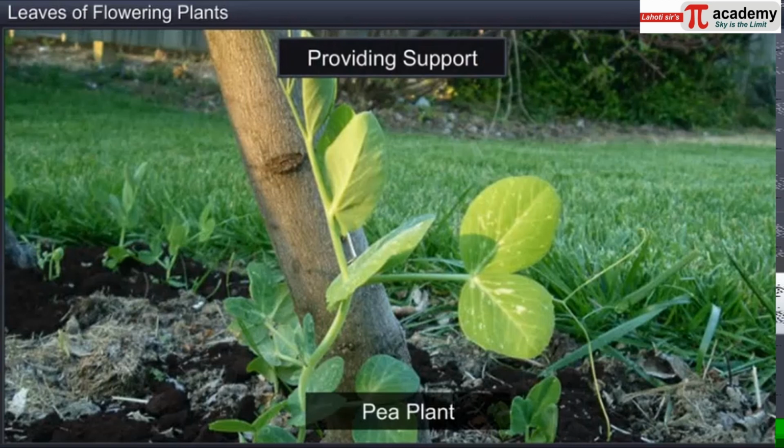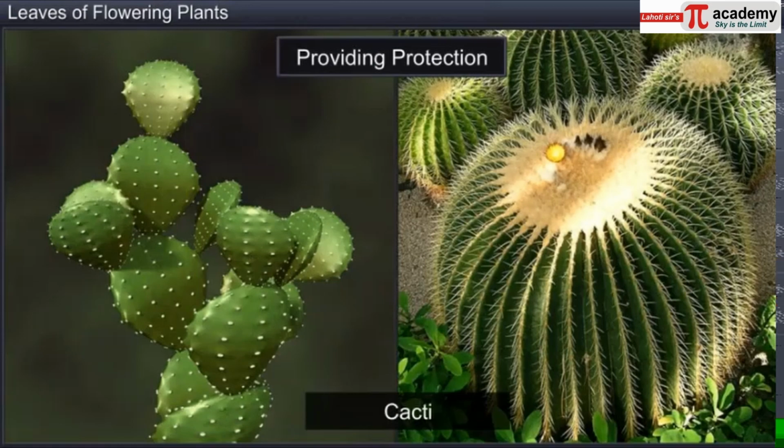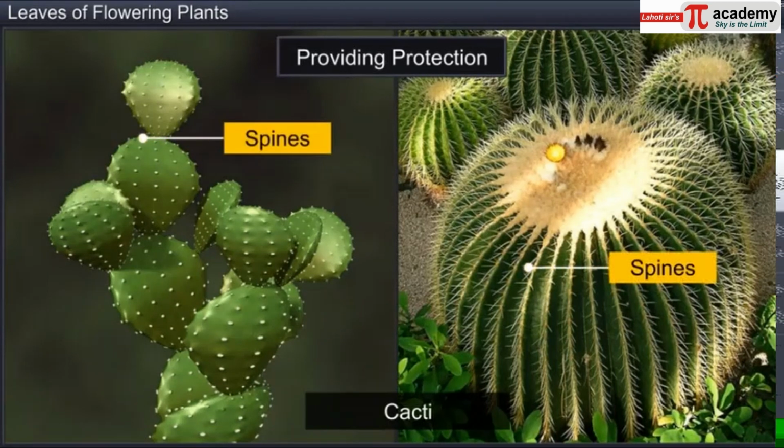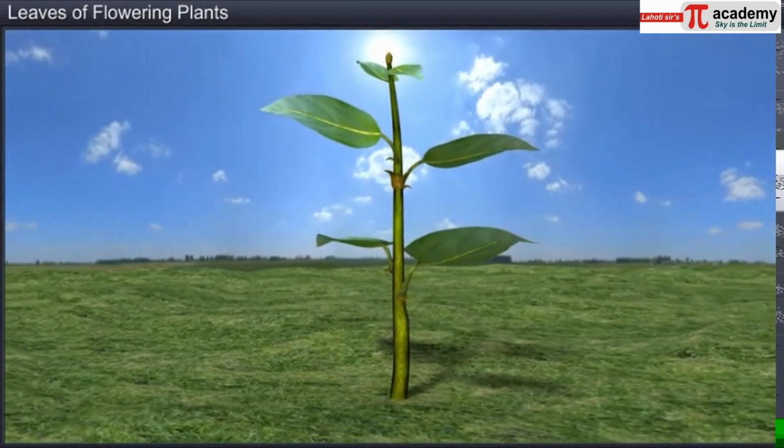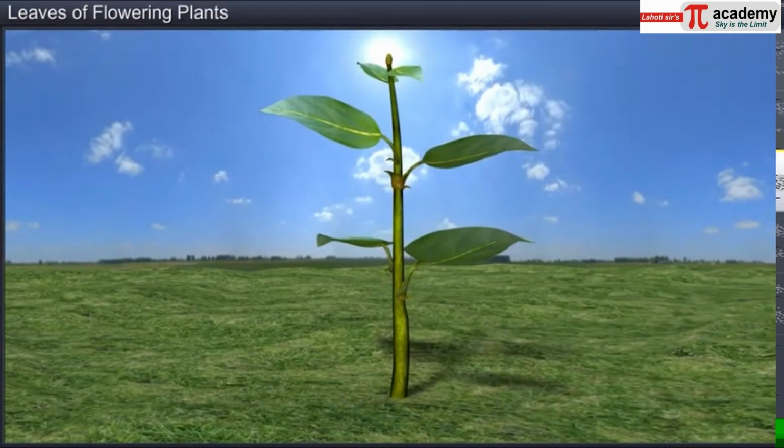In the pea plant, some leaves get modified into tendrils which help the plant to climb, whereas in many cacti, the leaves are modified into spines for protection. Leaves, therefore, are an important part of a plant. Apart from carrying out the chief function of photosynthesis, it stores food and provides protection and support in many plants.